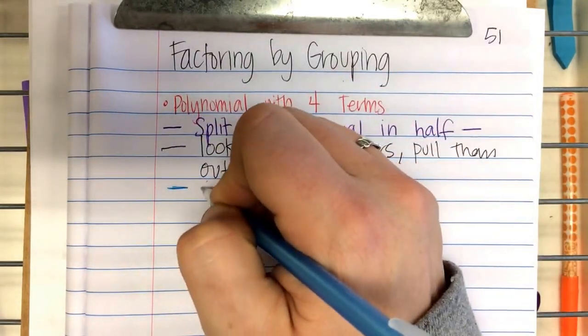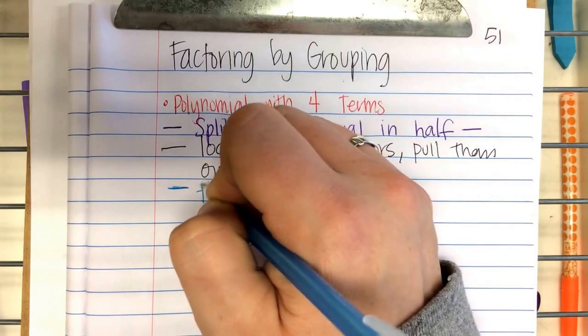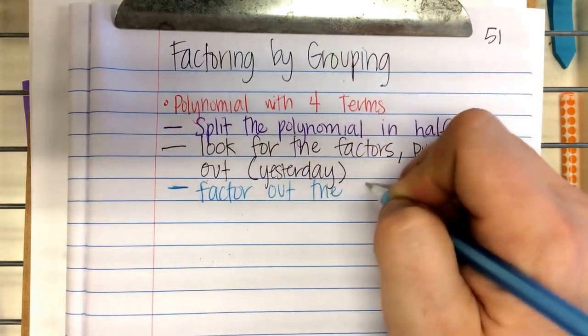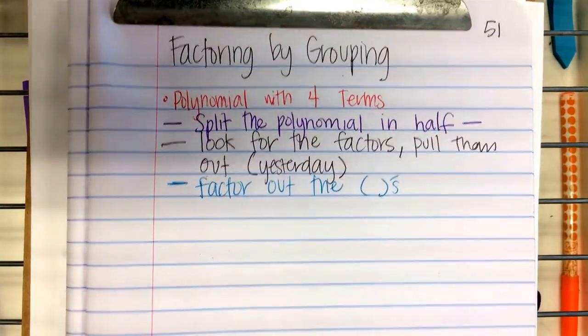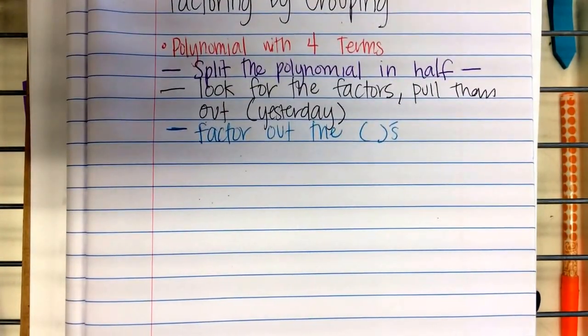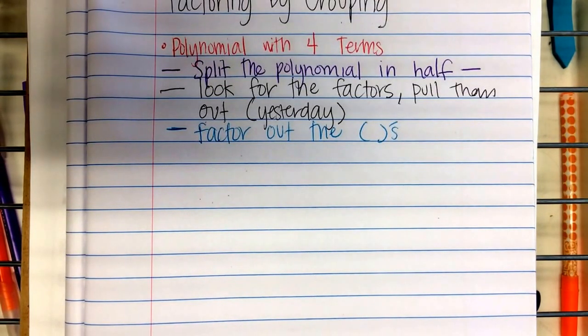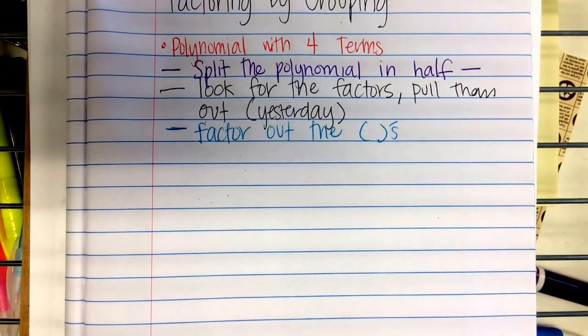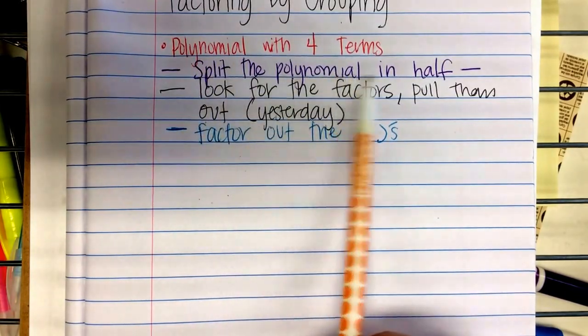And then the last part is factor out the parentheses. And this will make sense, I promise, when you see it. Split the polynomial in half.